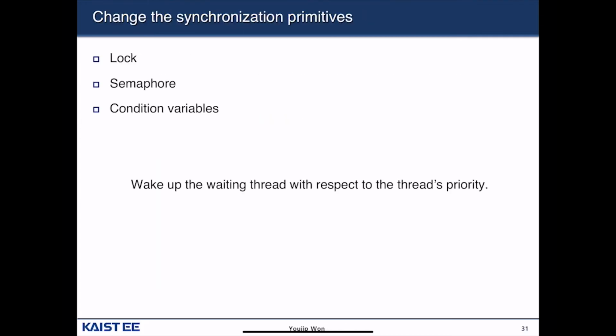And we have to change the synchronization primitives. There are locks, there are semaphores, and there are condition variables. And when the lock, semaphore, or condition variable becomes available, we have to wake up the waiting thread with respect to the thread priority.